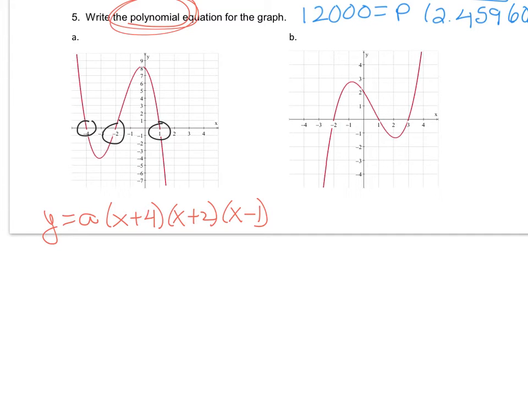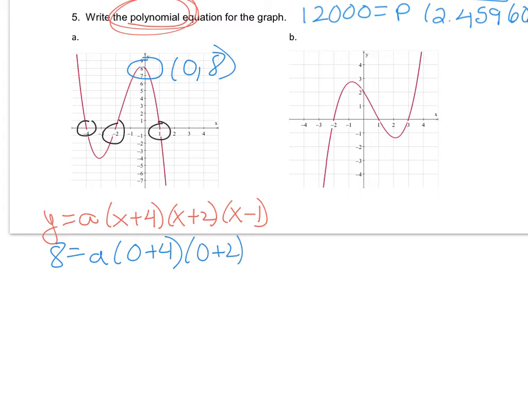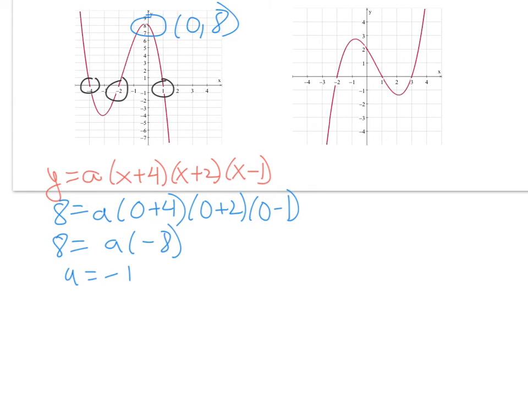And now that we know the factored form of this polynomial, we can take our y-intercept at 8, because that's the point (0, 8), and plug it in to solve for a. And I get a is -1. So your final answer is -1 times (x + 4)(x + 2)(x - 1).